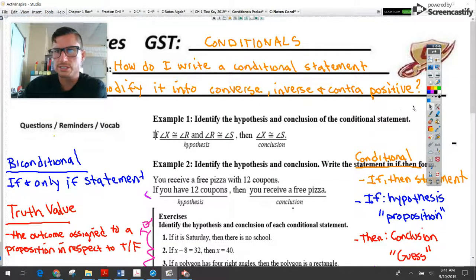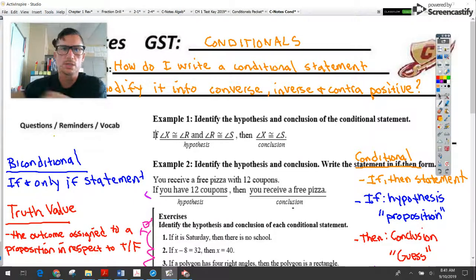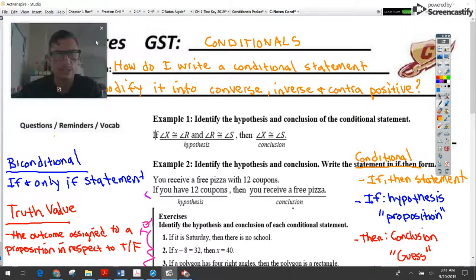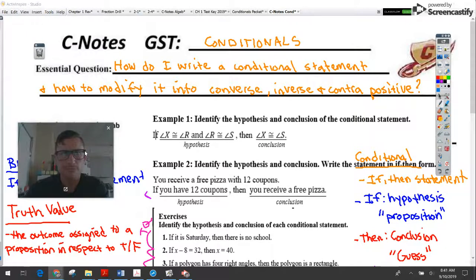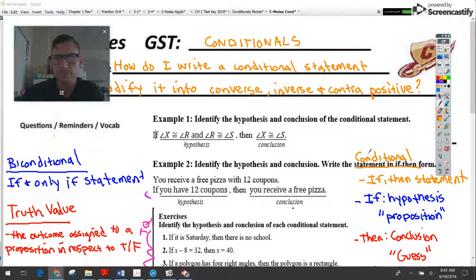All right, guys, this video is going to be over conditional statements, and here's our C notes. What's it about? You'll notice that here on the EQ, how do I write a conditional statement is where we're going to talk about what is a conditional statement, also how to modify it into the converse, inverse, and contrapositive. So let's see if we can break this down.